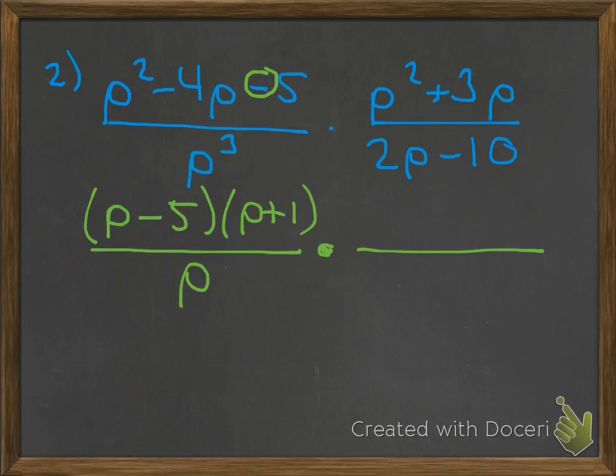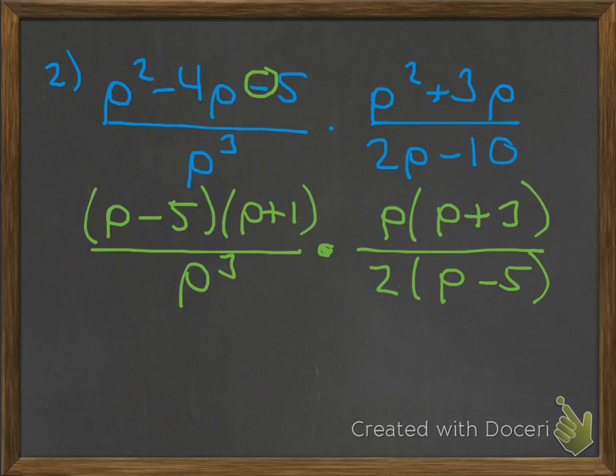P cubed, can't do much with there. That just comes along for the ride. The top right, my numerator, it has a GCF. I can take out a p, and I am left with p plus 3. And a GCF also on the bottom here, I have a 2. And that leaves me p minus 5. Okay? So now I'm looking for things that can cancel.